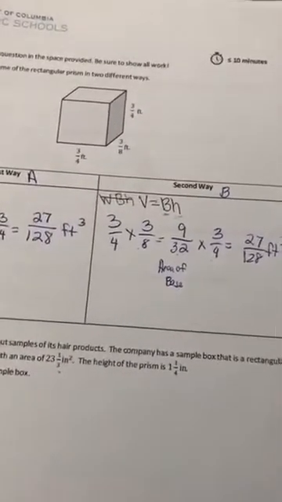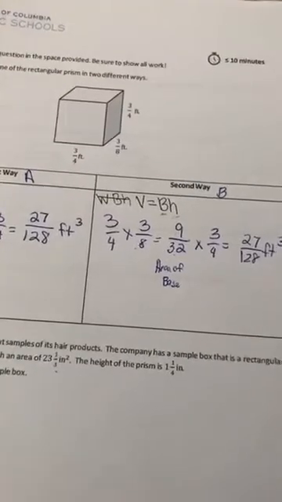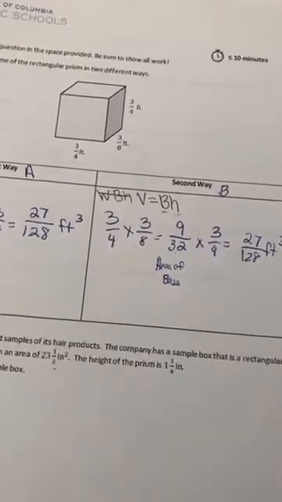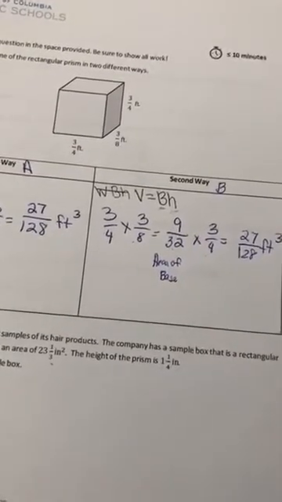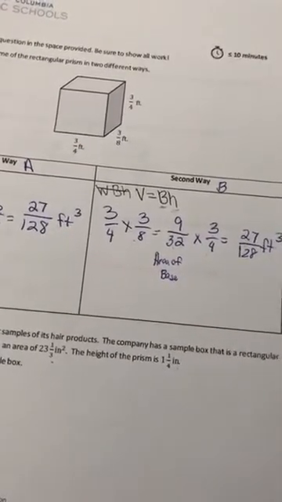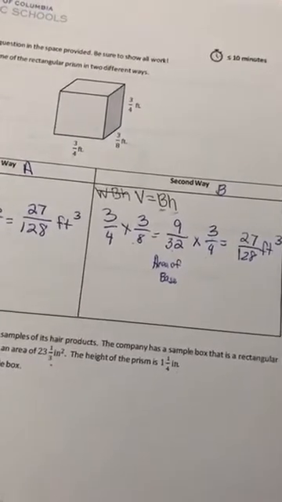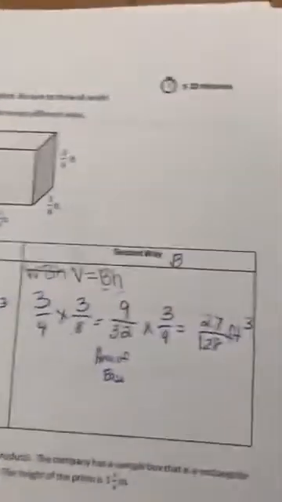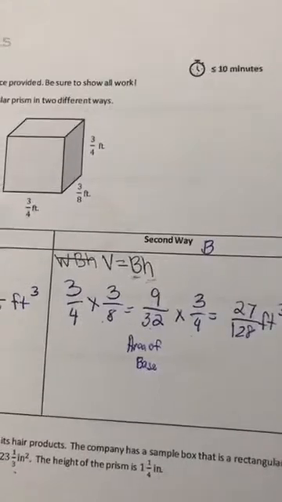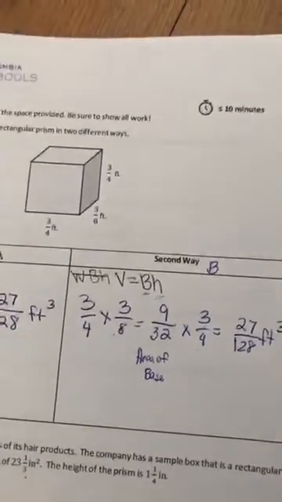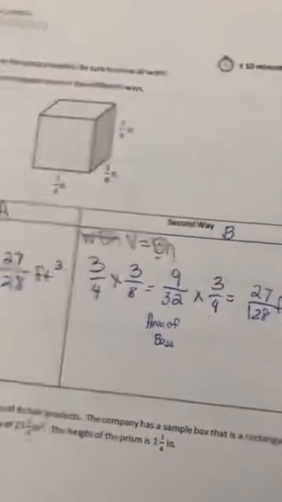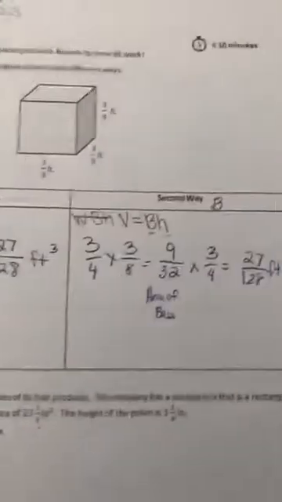I'll read it again. The company has a sample box that is a rectangular prism with a rectangular base with an area of 23 1/3 inches squared. The height of the prism is 1 1/4 inches. Determine the volume of the sample box. So what formula am I going to use? A, length times width times height, or B, the area of the base times height. Okay, I got one person that voted. I got one vote.